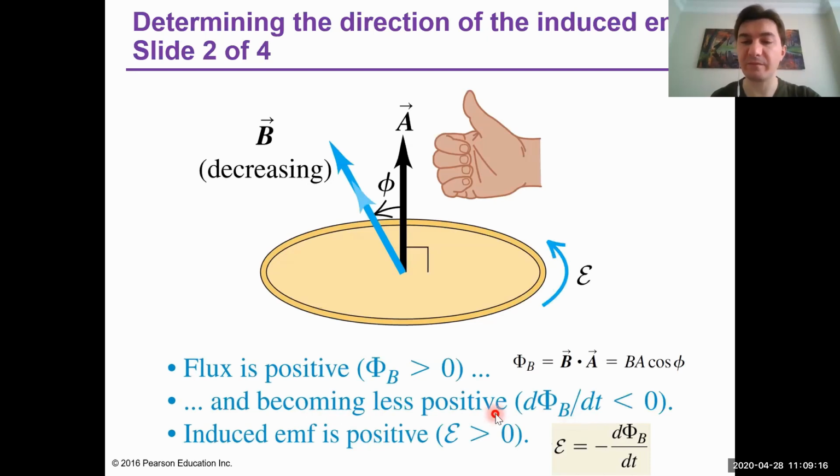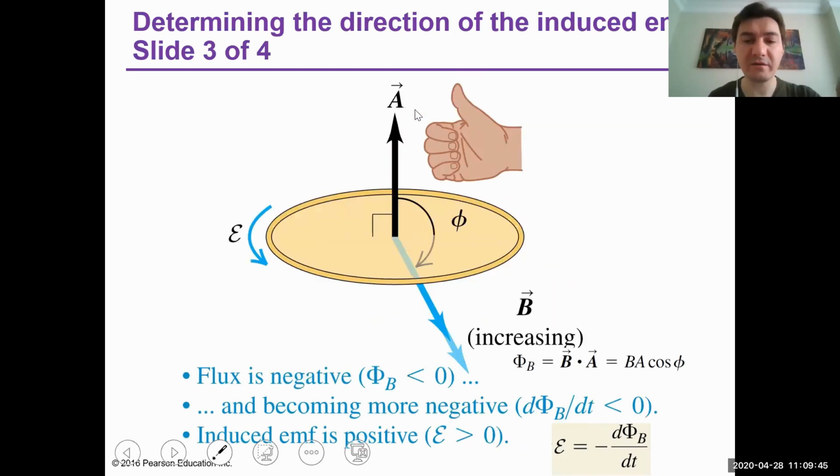So the flux is becoming less positive because B decreases, then the change in the flux is negative because it becomes less positive. Then here you have a negative number, here you have a negative sign, then the EMF is positive here. Then what about the direction? Since the EMF is positive, the direction of the EMF is shown by the direction of the forefingers, okay, by using the right hand. This is the direction of the surface.